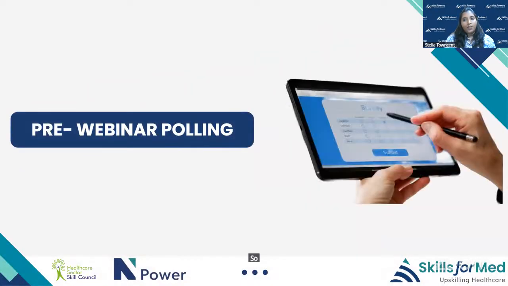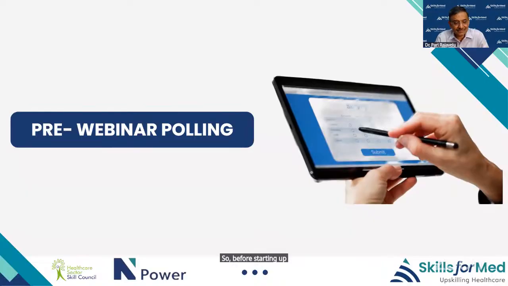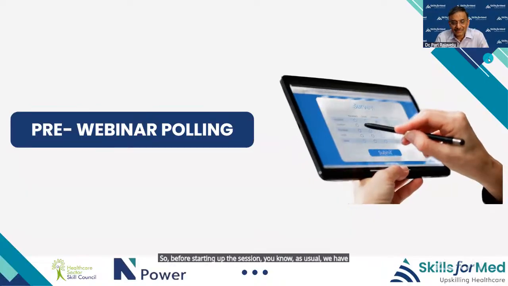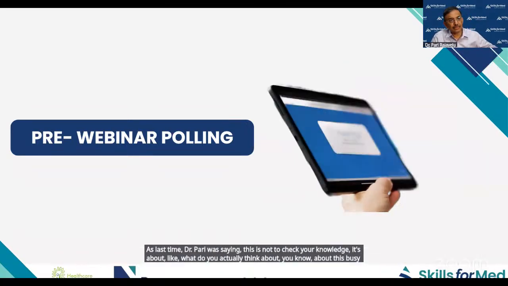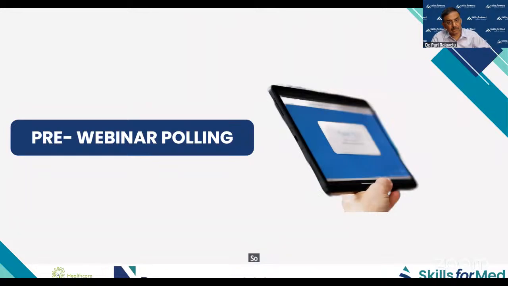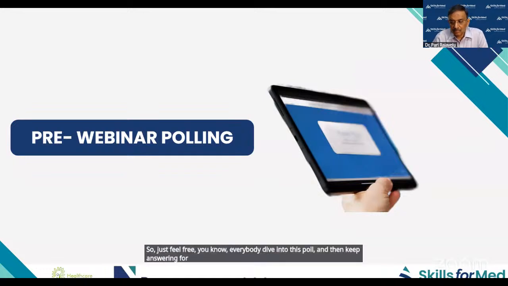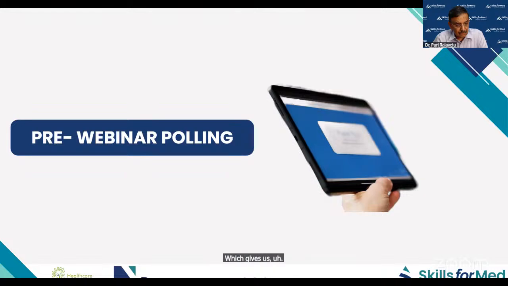So before starting up the session, as usual, we have a poll here. As Dr. Pari was saying last time, this is not to check your knowledge. It's about what you actually think about this busy shift blueprint. I'm going to launch a poll with 5 questions. I have launched it, so feel free, everybody, dive into this poll and keep answering. There are 5 interesting questions which give us a lead to take up this session.